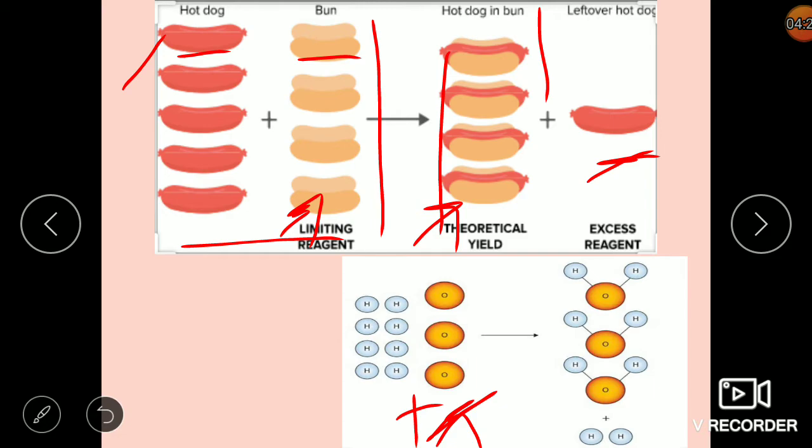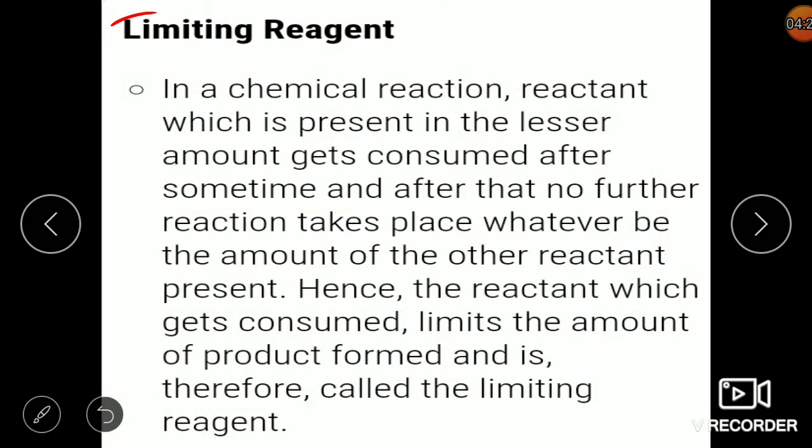So we can conclude that in a chemical reaction, the reactant which is present in lesser amount gets consumed after some time, and after that no further reaction takes place whatever the amount of the other reactant. That means if you are doing a reaction where 2 reactants are there, then the product will depend on the reactant that is lesser in number. The other may have double or triple the amount, but the minimum one will determine how much product you will get. And if the one in lesser amount gets consumed, then the reaction will stop, you will not get the product further.